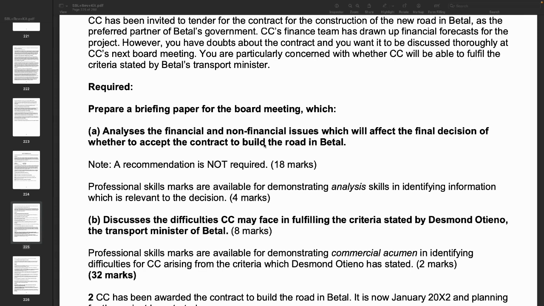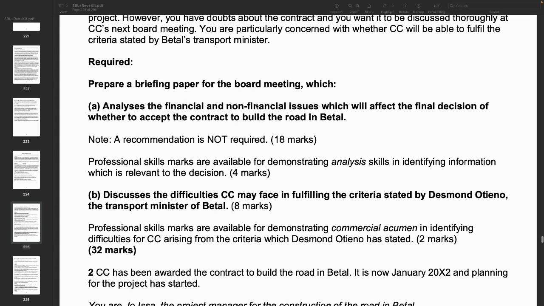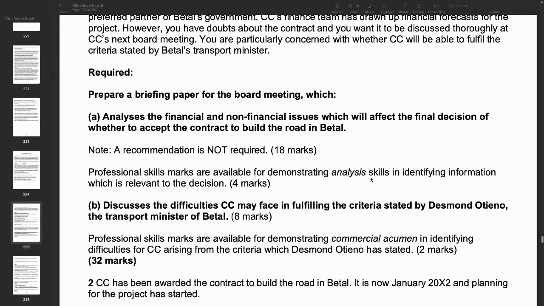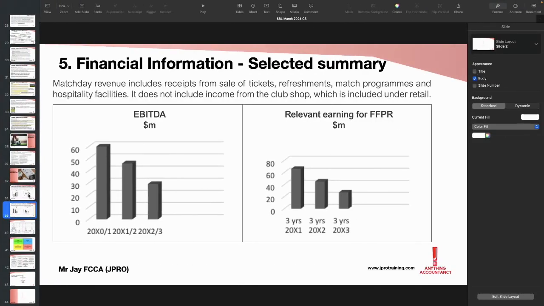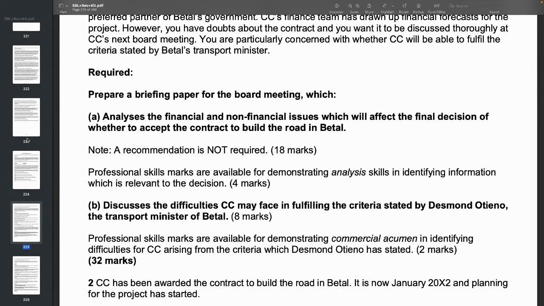And discuss the difficulties that the club may face in fulfilling the criteria of the regulator. Rather than talking about what Desmond Antonio wanted in this case, you have a regulator that has already put certain guidelines. And if you do a major project like investing in a stadium, you probably have to look at the financial, non-financial, which is going to be the norm.